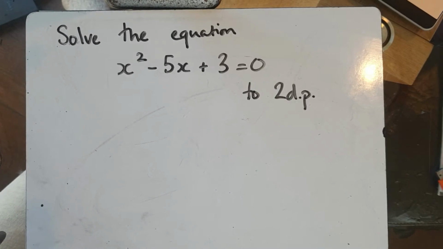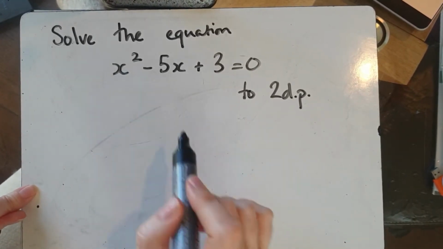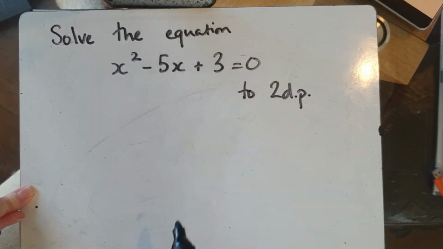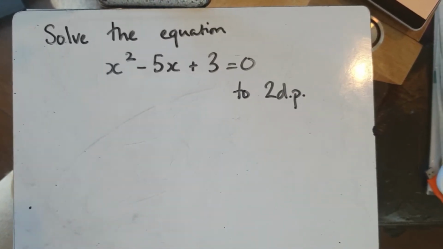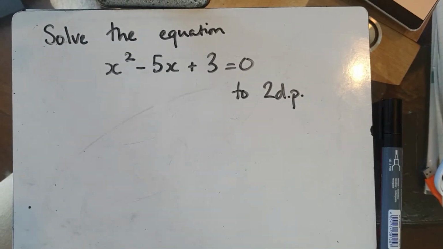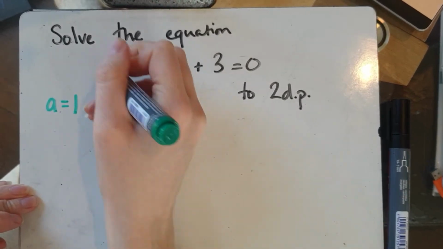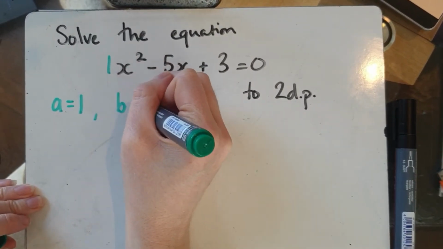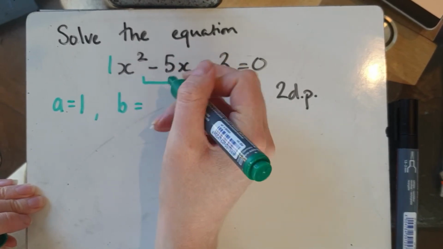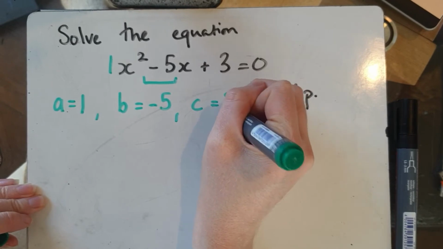So first example then, solve the equation x squared minus 5x plus 3 equals 0 to 2 decimal places. From this equation we have got that a equals 1, because there's really a 1 there. b equals, the sign is attached, so it's negative 5, and c equals 3.